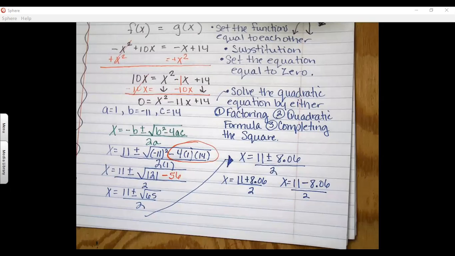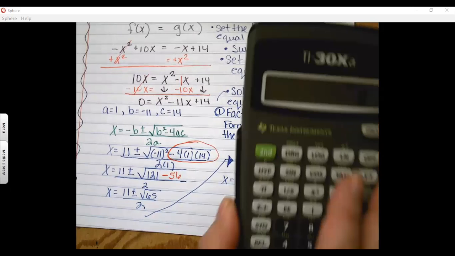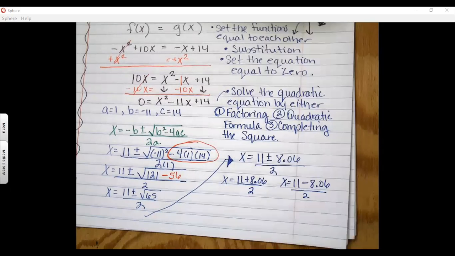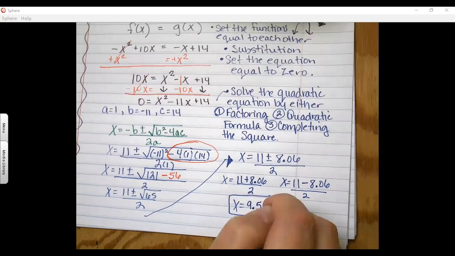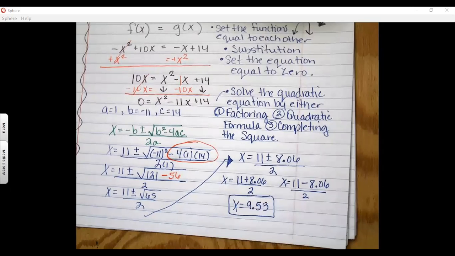So I'm going to do 11 plus 8.06 equals, I get 19.06, divide that by 2, and I get 9.53. On the other one, 11 minus 8.06 equals 2.94. Divide that by 2, and I get x equals 1.47.